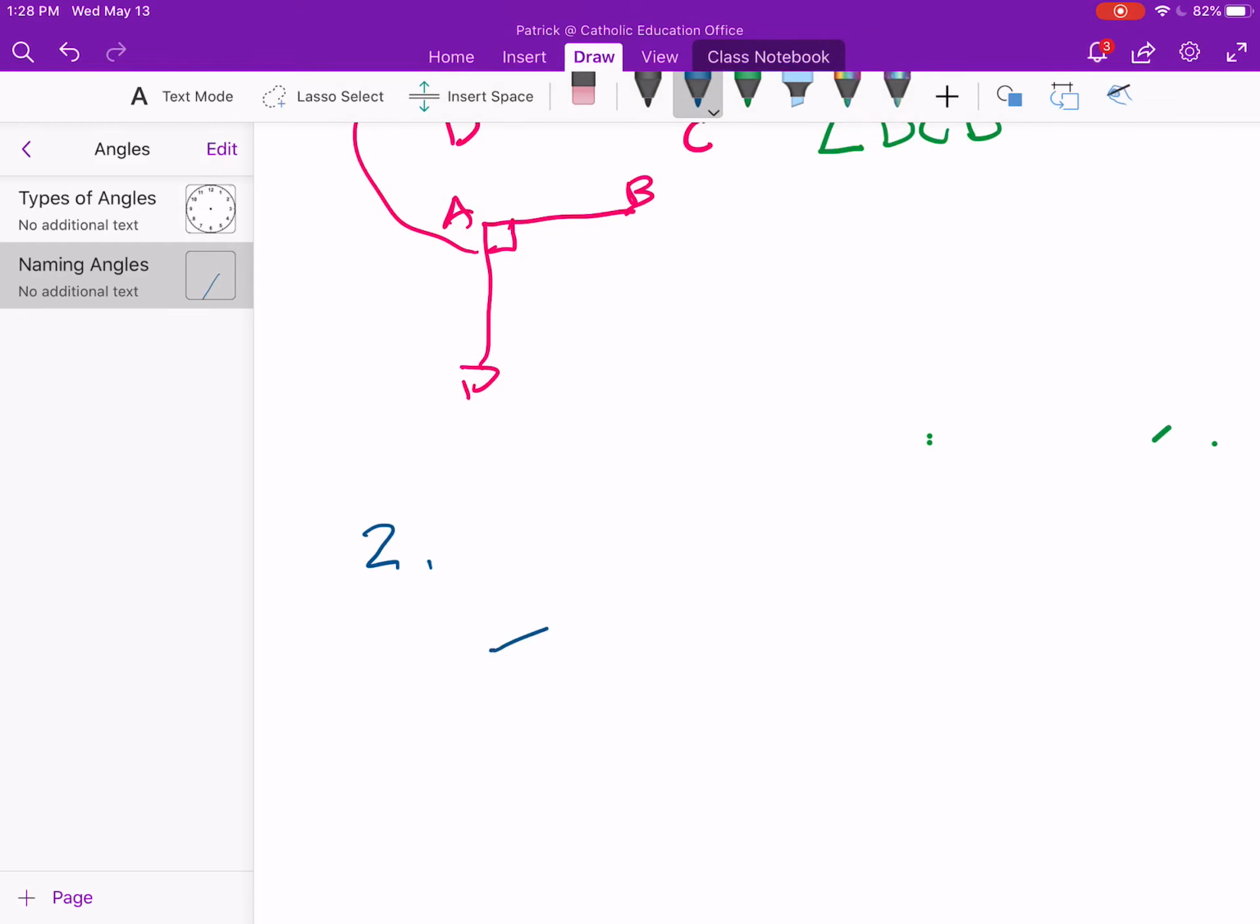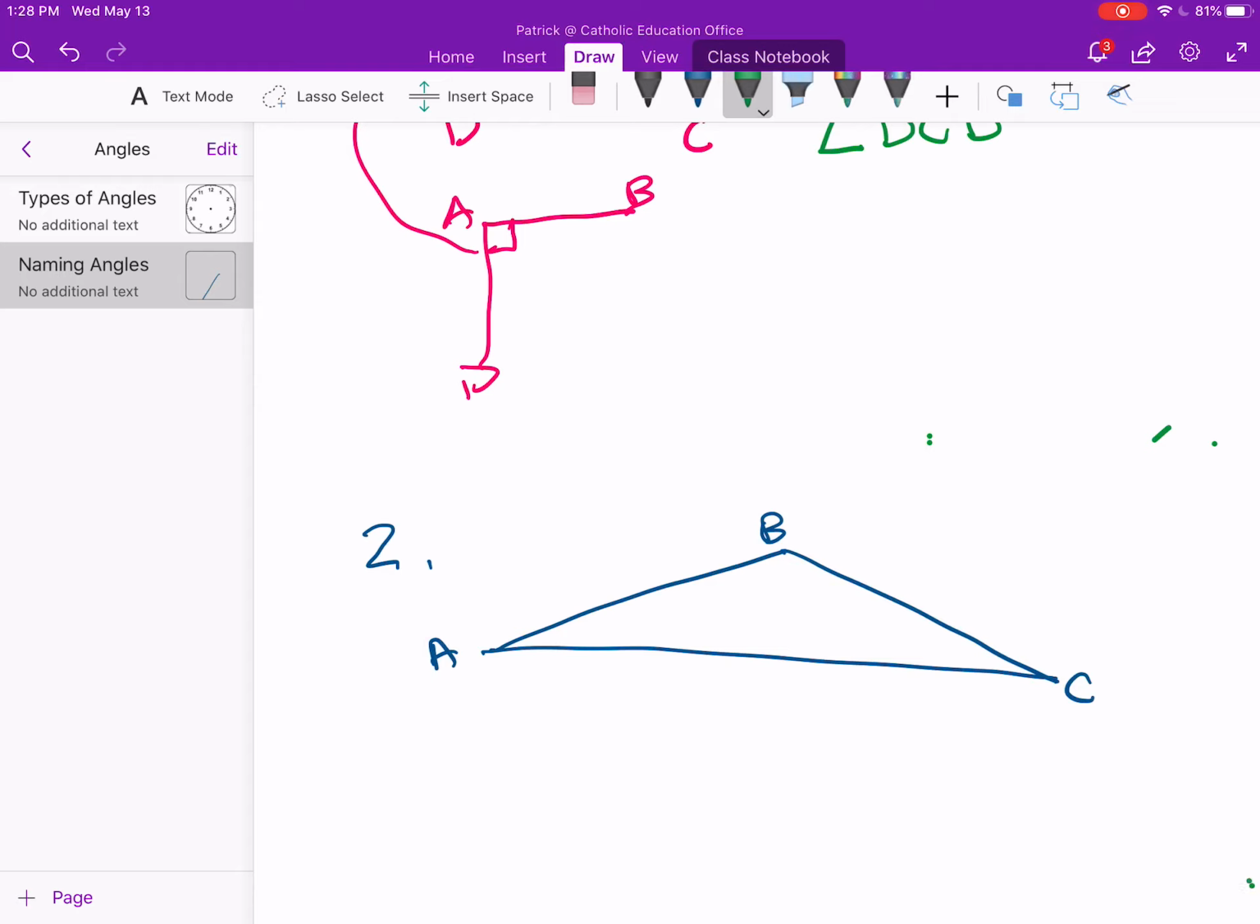Okay, let's say it's this weird triangle. I'm going to say A, B, C. And I want you to tell me what this angle right here would be. So try to do that angle, pause the video, come back when you're all set.